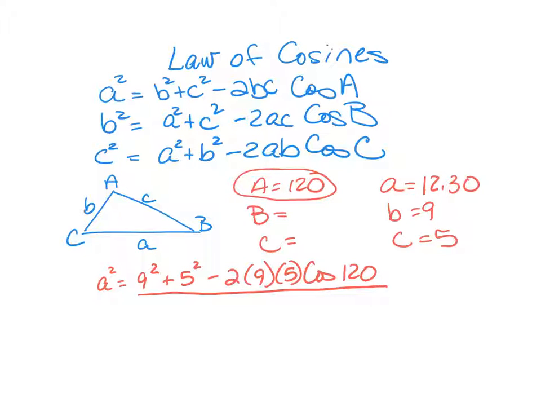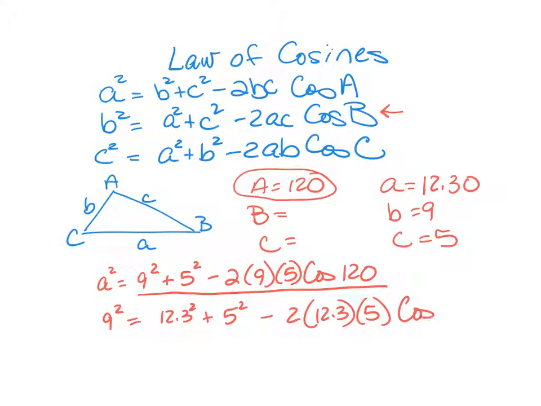So now we found big A. So let's find big B. Well, of course, when you find big B, you have to use the second formula, right? Well, now I know A, B, and C. So I'm going to do 9 squared equals 12.3 squared plus 5 squared minus 2 times 12.3 times 5 times cosine of big B. Now here is where most people make a mistake.